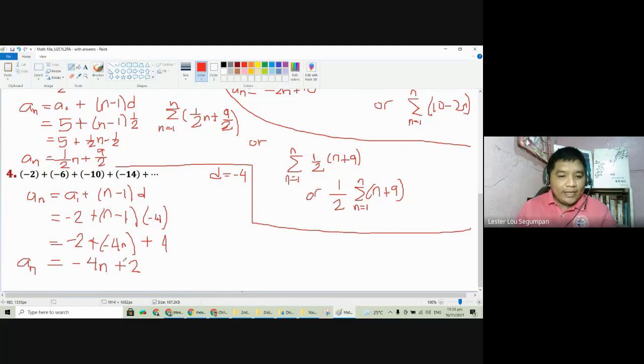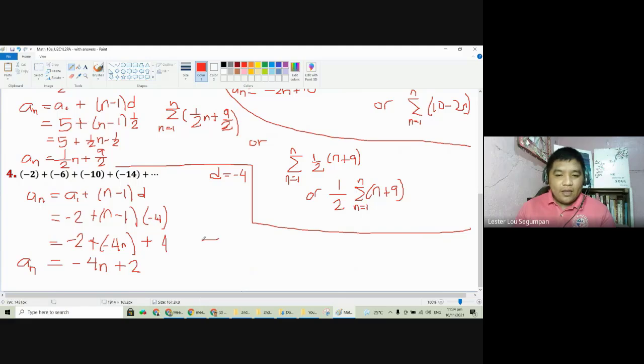Let's try. When n is 1, 1 times negative 4 is negative 4, plus 2, you will get negative 2. When n is 2, 2 times negative 4 is negative 8, plus 2, you will have negative 6. When n is 3, it should become negative 10, okay? 3 times negative 4 is negative 12, plus 2, you will have negative 10. And finally, when n is 4, negative 4 times 4 is negative 16, plus 2, you will have negative 14.